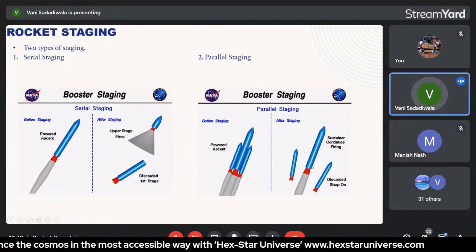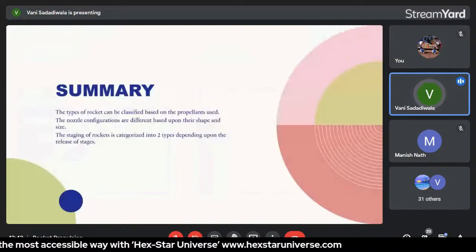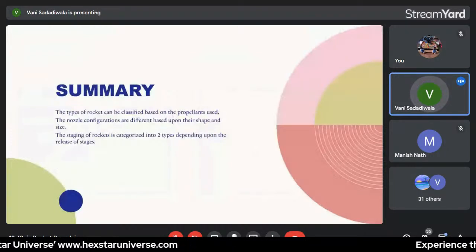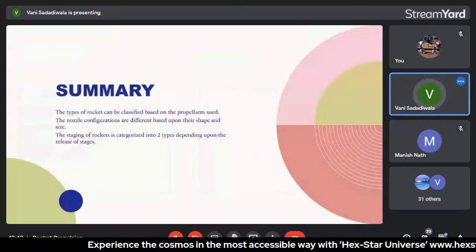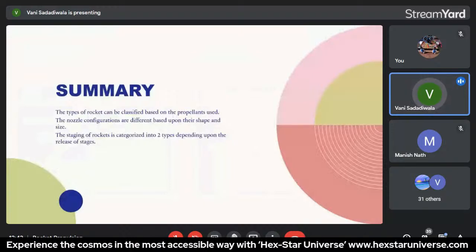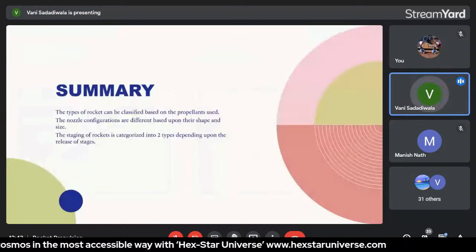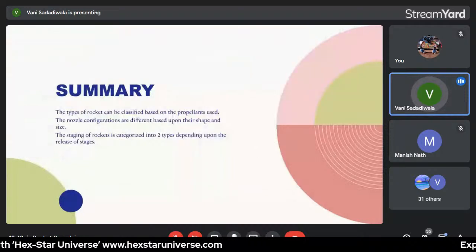So in total, we have covered that the rocket types can be classified based on the propellants used, and majorly there are five bifurcations of the propellants. The nozzle configurations are different based upon their shape and the size. It means that in order to put the nozzle in the working conditions, you need to focus on their shape and the size and the divergence angles, which are very much important from imparting thrust point of view.